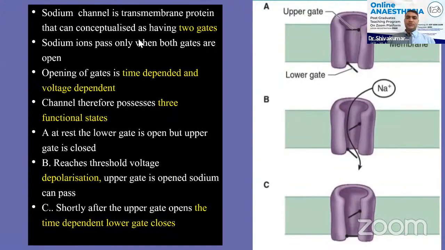Coming to the sodium channel, we should understand something about sodium channels. The sodium channel is a transmembrane protein that can be conceptualized as having 2 gates. One is voltage gated and the other is time gated. Sodium ions pass only when both gates are open. The upper gate is voltage dependent and the lower gate is time dependent. The channel therefore possesses three functional states. At rest, the upper gate is closed and the lower gate is open. When the threshold potential is reached, the upper gate opens, and the lower gate is already open. Shortly after the upper gate opens, the time dependent lower gate closes, and the upper gate stays open until further repolarization.